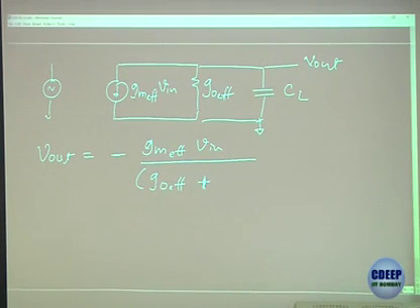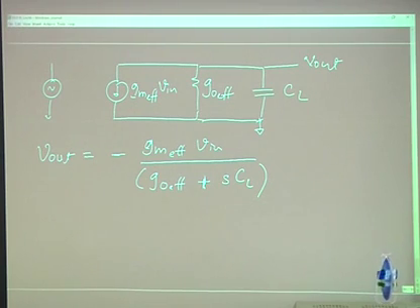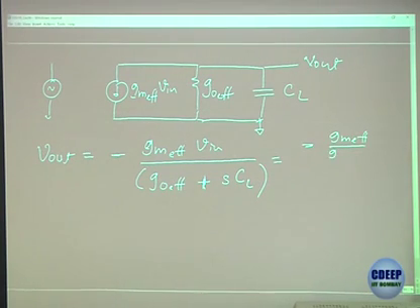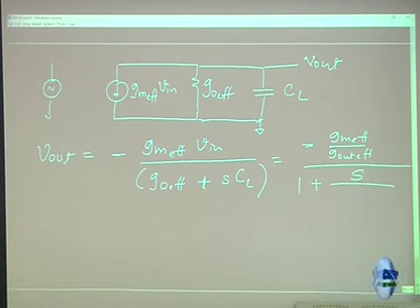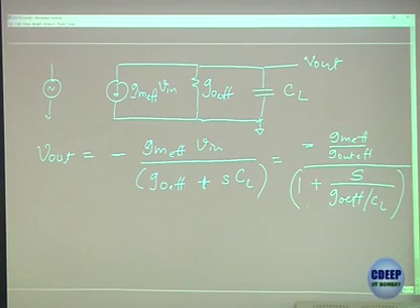I am kind of introducing the concept of frequency response sneakily. What will you have with G out effective? sCL. Very good. So it is again admittance and conductance, right? You are adding them together. So that is why it makes it easier to deal with. Then we say gm effective divided by G out effective, divided by 1 plus s divided by (G out effective divided by CL). Is this part clear? I think we have done it before, right?